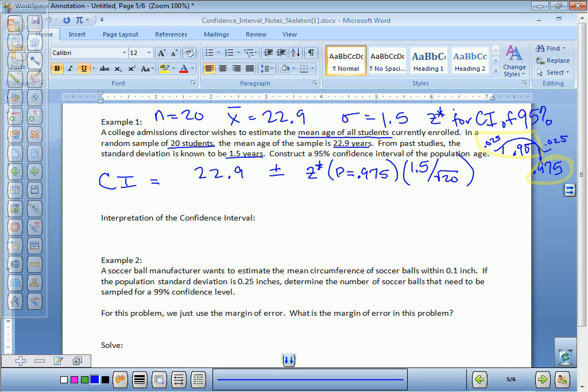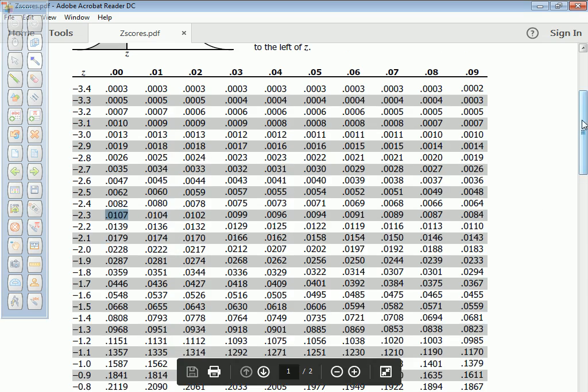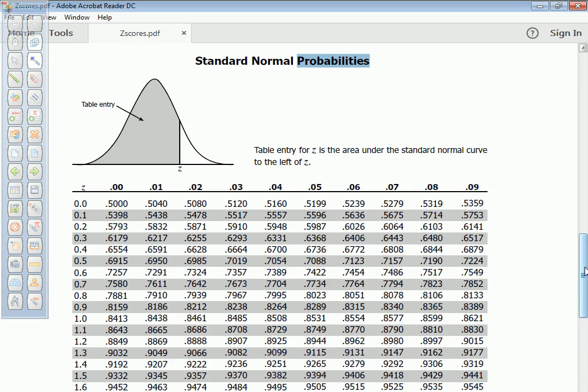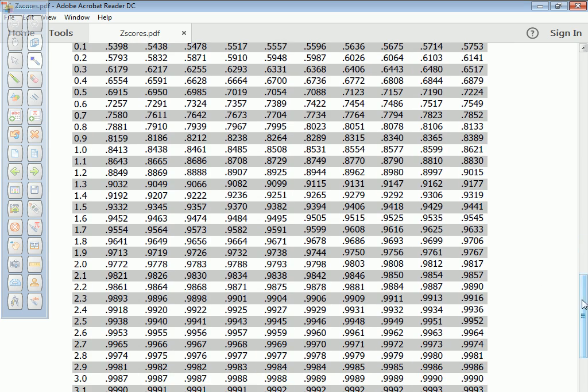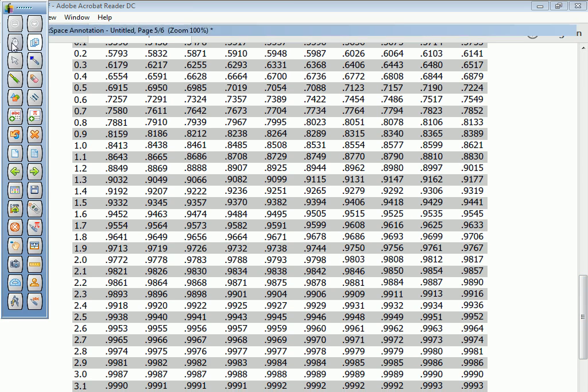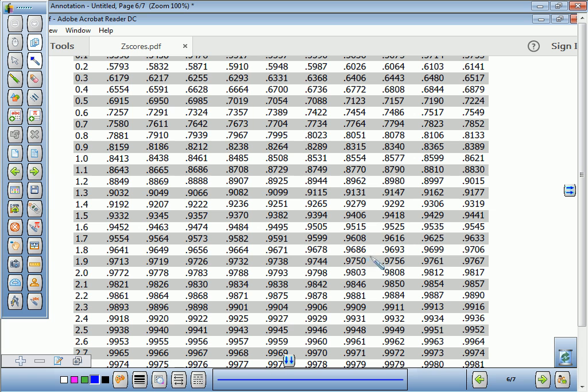All right, let's go to our chart and see if we can find the z-score associated with a probability of 0.975. So 0.975. Oh, it's perfect. Can you go over how you got 0.975 again? Sure. 0.975 is right here. So this is 1.90, 1, 2, 3, 4, 5, 6. So this is 1.96 that I'm looking for.